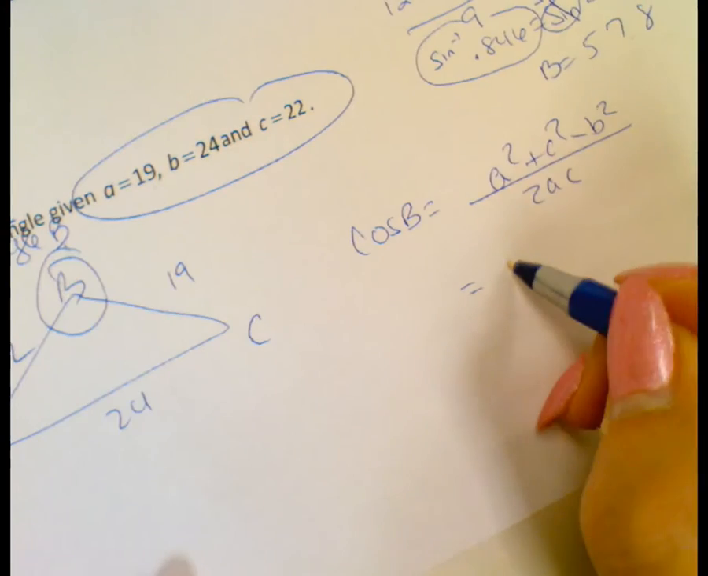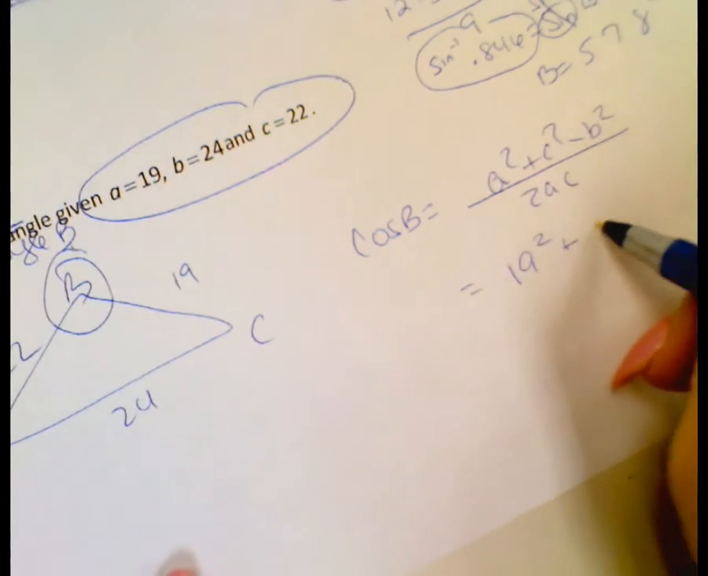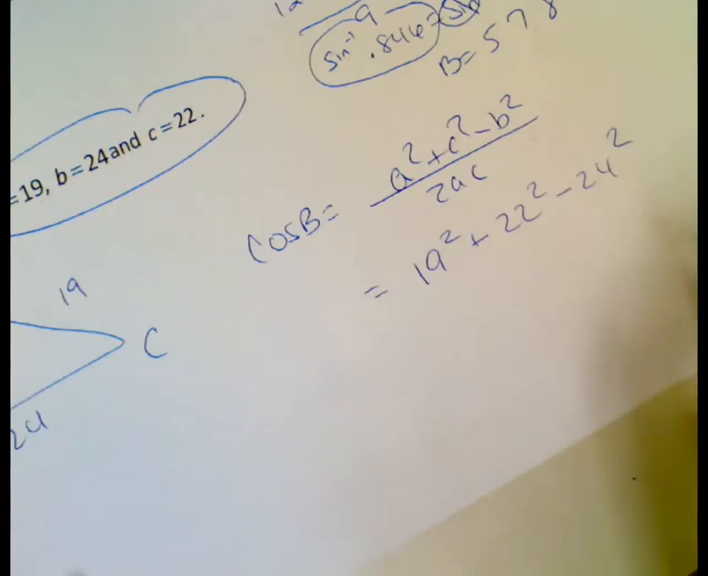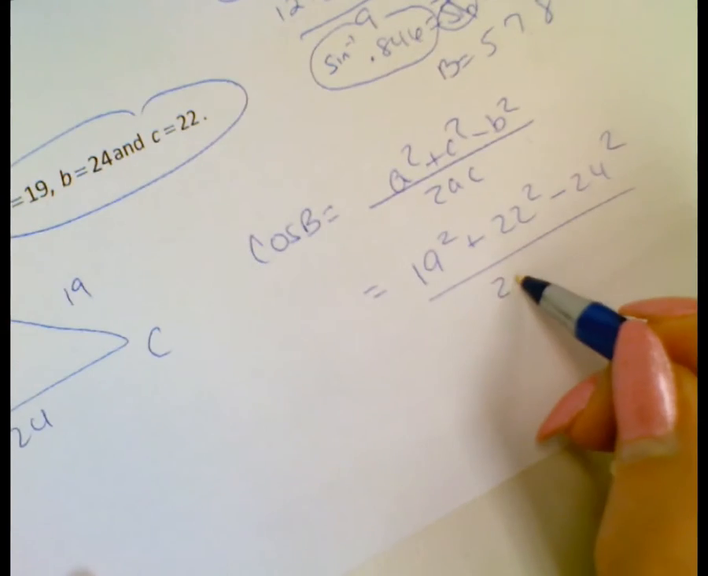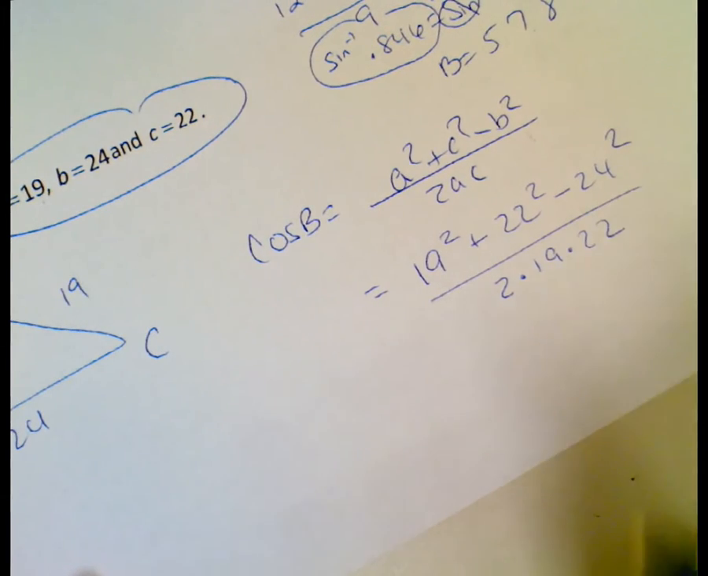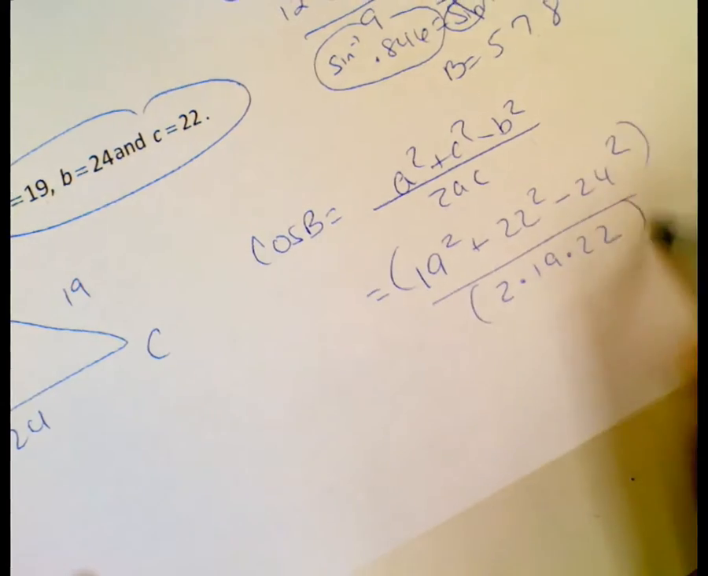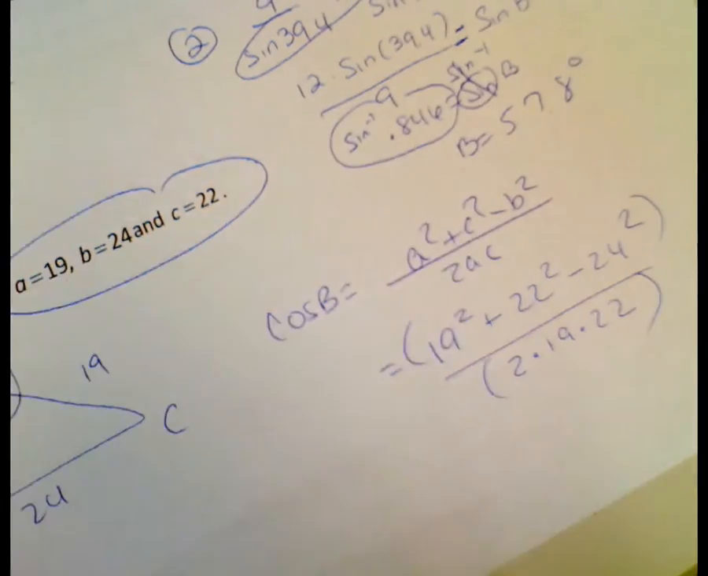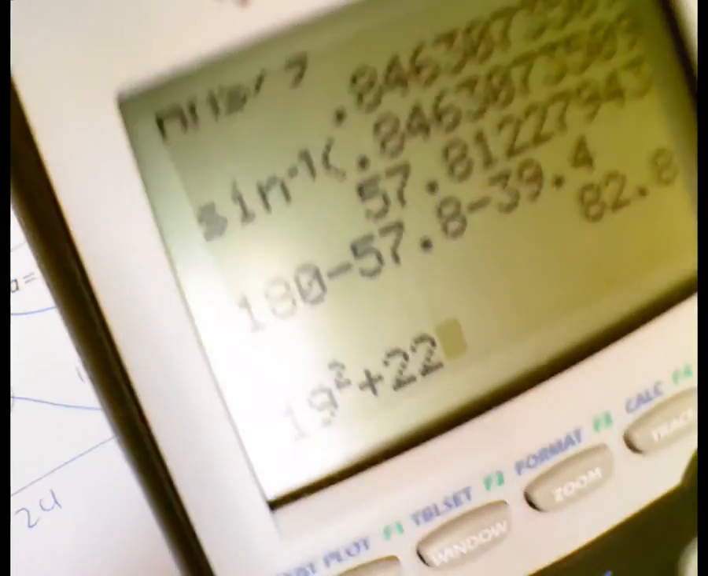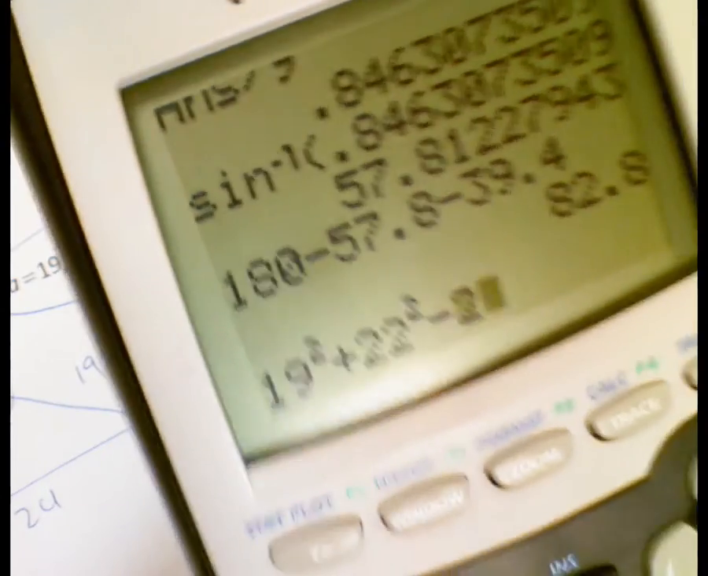Okay, so you're going to have 19 squared plus c squared, which is 22 squared, minus b squared, which is 24 squared, over 2 times a times c. Okay, so you have this. Before you punch it in the calculator, you need parentheses. Okay, so let's do it. We're going to get a decimal. So we're going to go 19 squared plus 22 squared minus 24 squared.